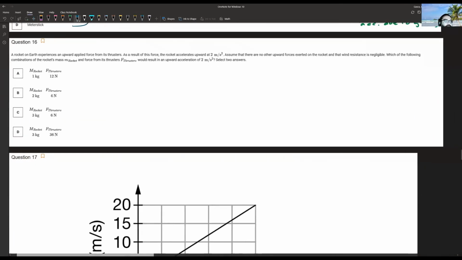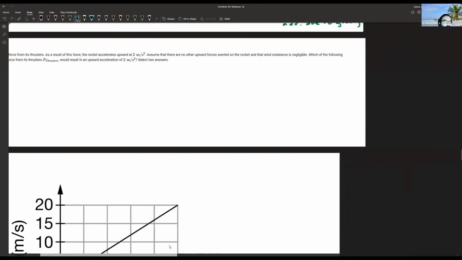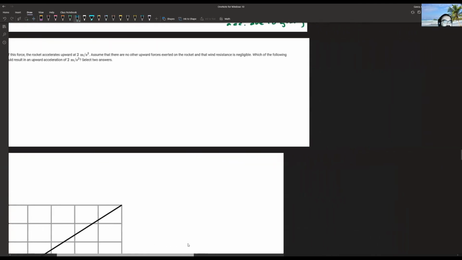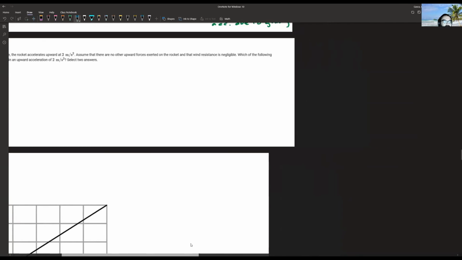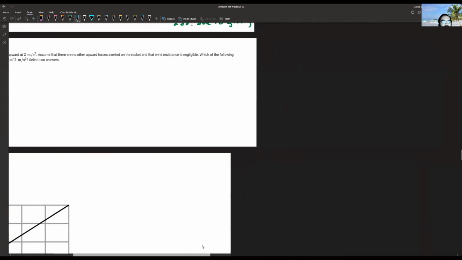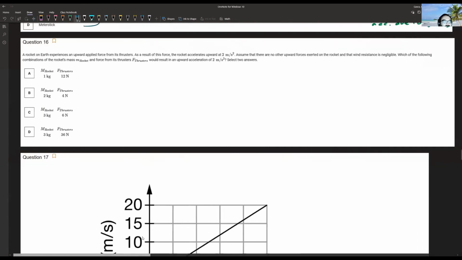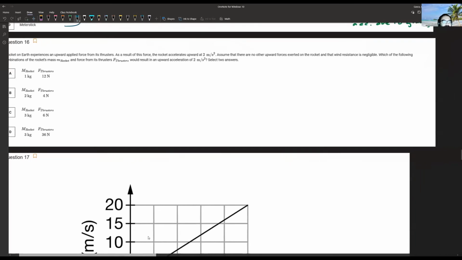A rocket on Earth experiences an upward applied force from its thrusters. As a result of this force, the rocket accelerates upwards at 2 meters per second squared. Assume that there are no other upward forces exerted on the rocket and that wind resistance is negligible. Which of the following combinations of the rocket's mass and force from its thrusters would result in an upward acceleration of 2 meters per second squared? Select two answers.